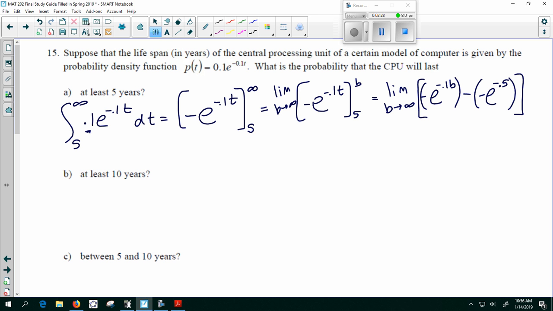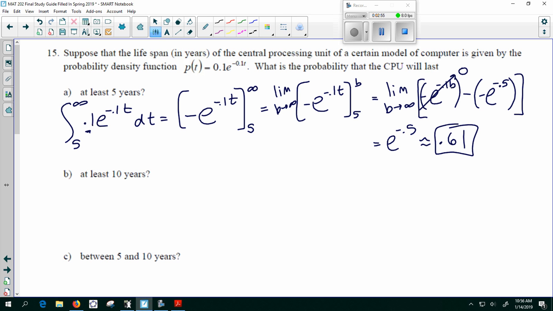And so as b goes to infinity, this goes to 0. And this comes out to exactly e to the negative 0.5, which is approximately 0.61, or 61% probability that the processing unit will last at least 5 years.